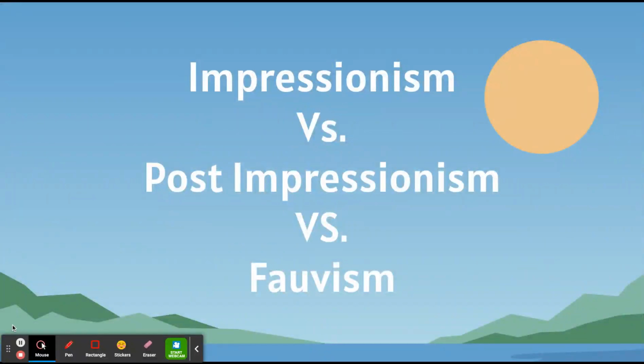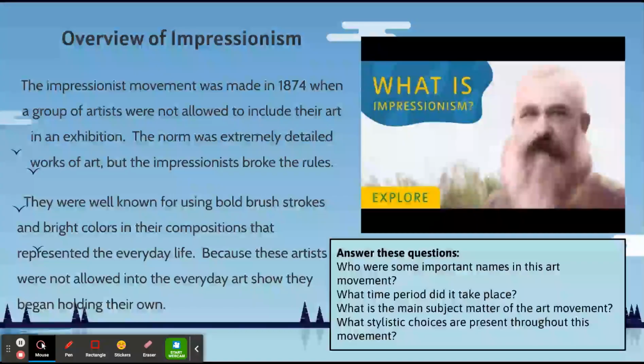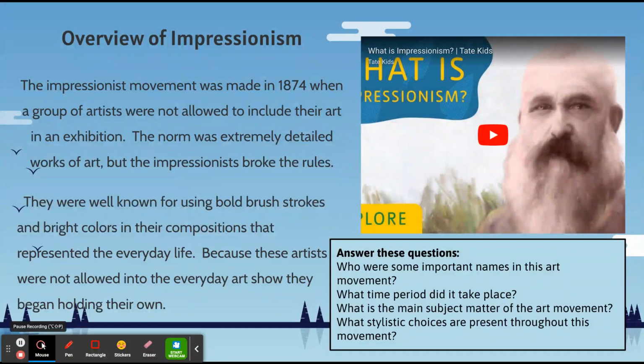So first, you need to learn a little bit about art history. You're going to learn about Impressionism, Post-Impressionism, and Fauvism. All of the art history slides present in this one look something like this. It provides a brief overview, it provides a video that you are going to be watching, and then it provides questions that you need to answer.